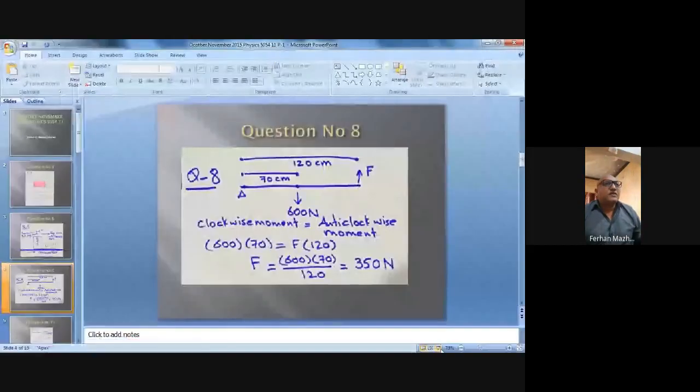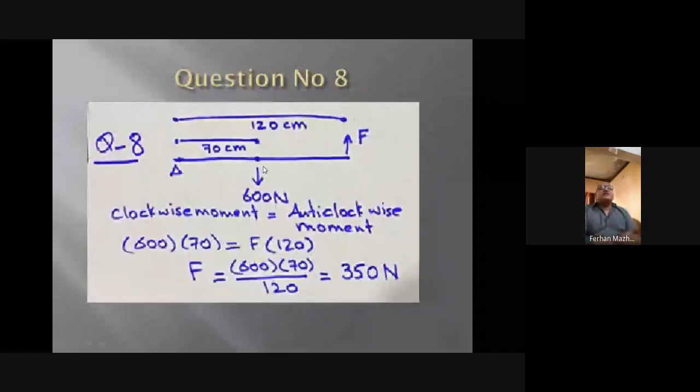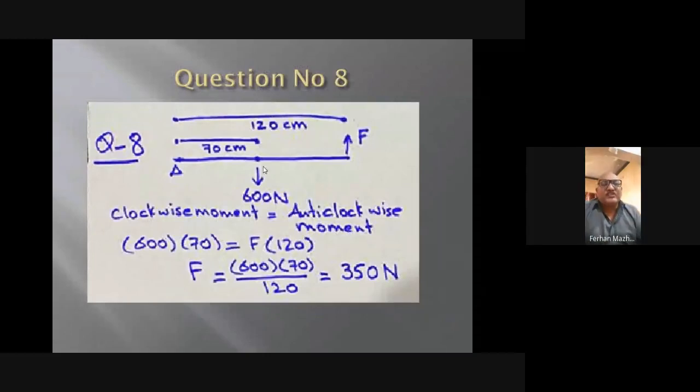So you see, somewhere in the center there is a weight of 600 Newton acting downward. This weight is trying to produce a clockwise moment, and on the right end the lever will apply a force in the upward direction, and that force is what we want to find. Its distance from the pivot is 120 centimeter. Clockwise moment is equal to the anti-clockwise moment.